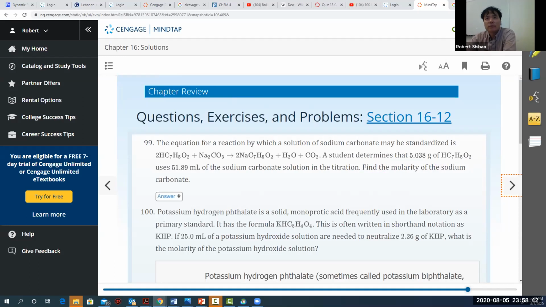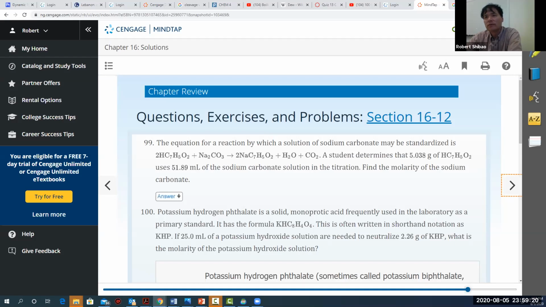The equation for a reaction by which a solution of sodium carbonate may be standardized. Standardized just means figuring out what its composition is to a high degree of accuracy and precision. And so standard solutions have their compositions well defined, well known. And so we have this sodium carbonate here with this acid. Now, organic acids often have a common name. This is a metathesis type reaction.